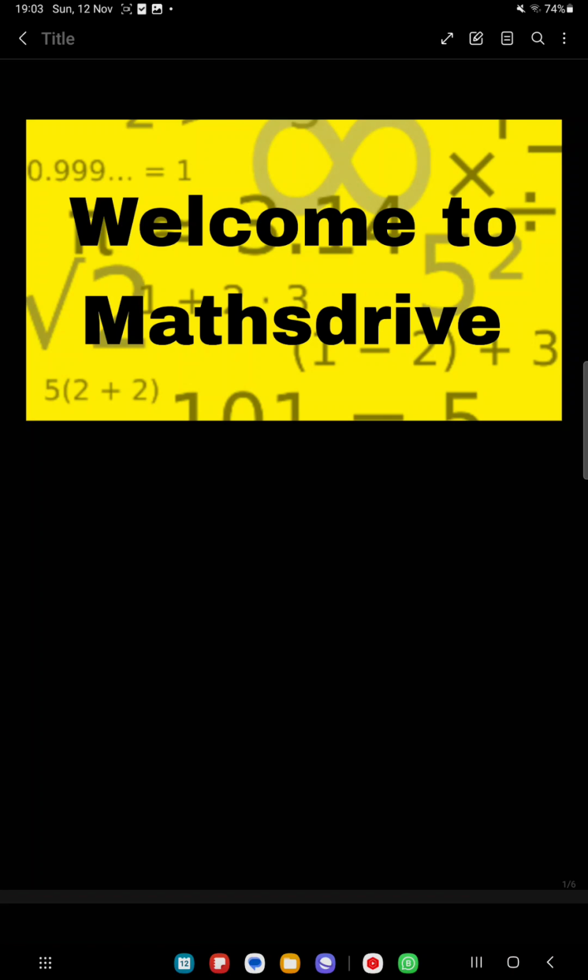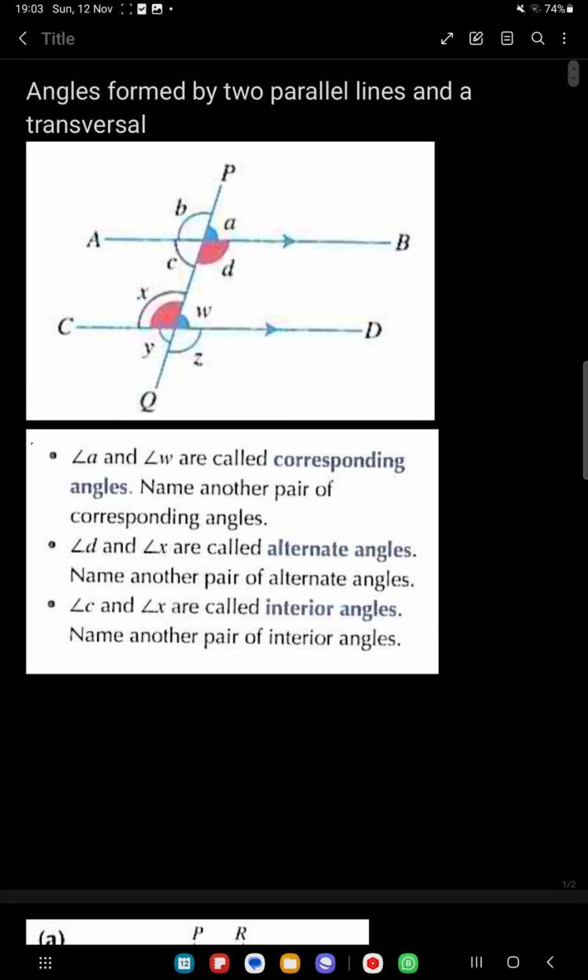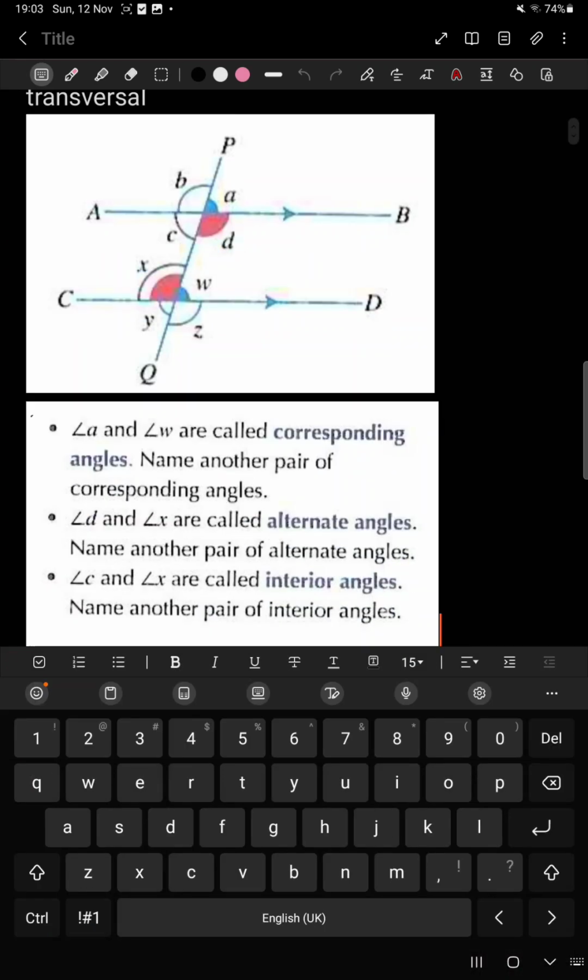So today the topic we are going to cover is about the angles formed by two parallel lines and a transversal. What two parallel lines are, what a transversal is, how different angles are formed, and how these different angles are related to each other. Here you can see the diagram.